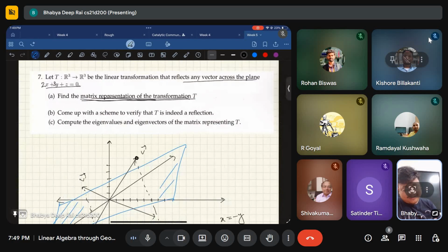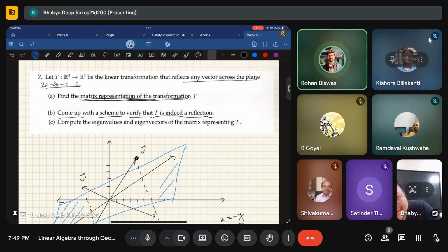Now here's the next question. It's a vague question, but still, come up with a scheme to verify that T is indeed a reflection. So can you guys think of this, is there a quick verification to actually see that T is actually a reflection?